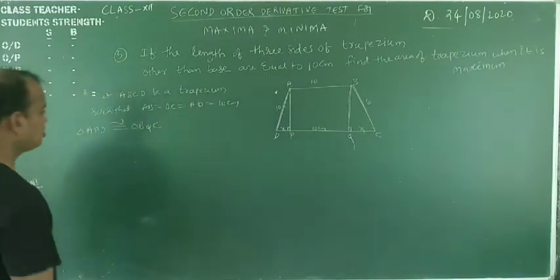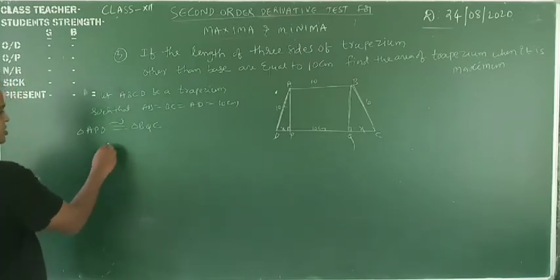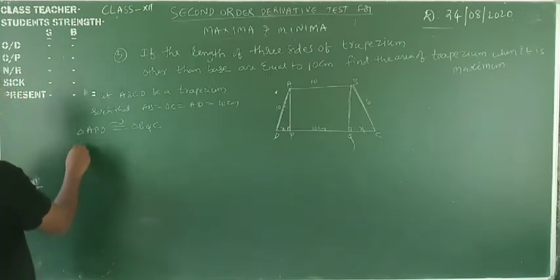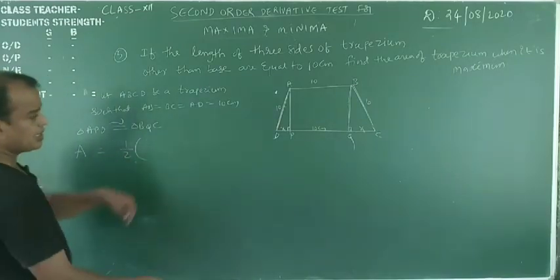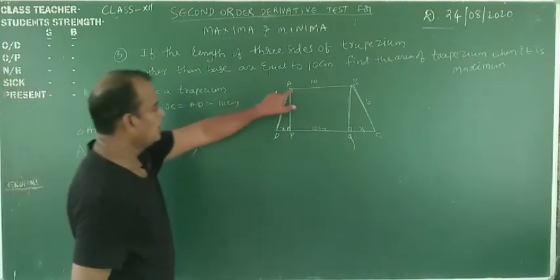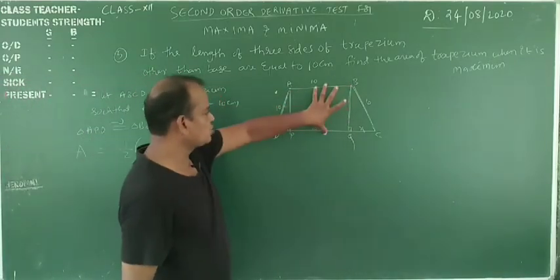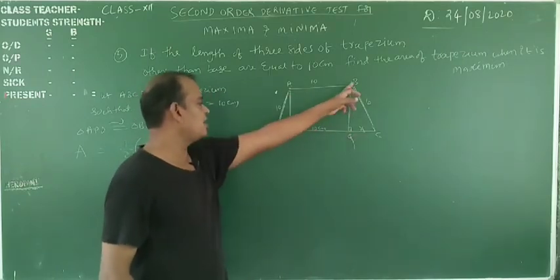Now what is the area formula? Area of the trapezium is half into sum of the parallel sides, AB plus DC. This is parallel. AB is parallel to DC. These two sides are parallel. AB plus DC. Distance means AP or BQ.